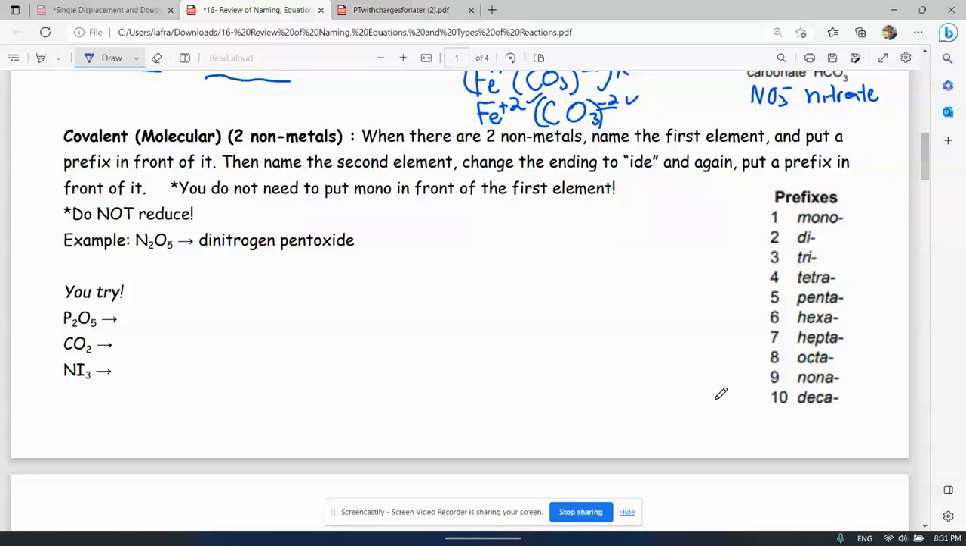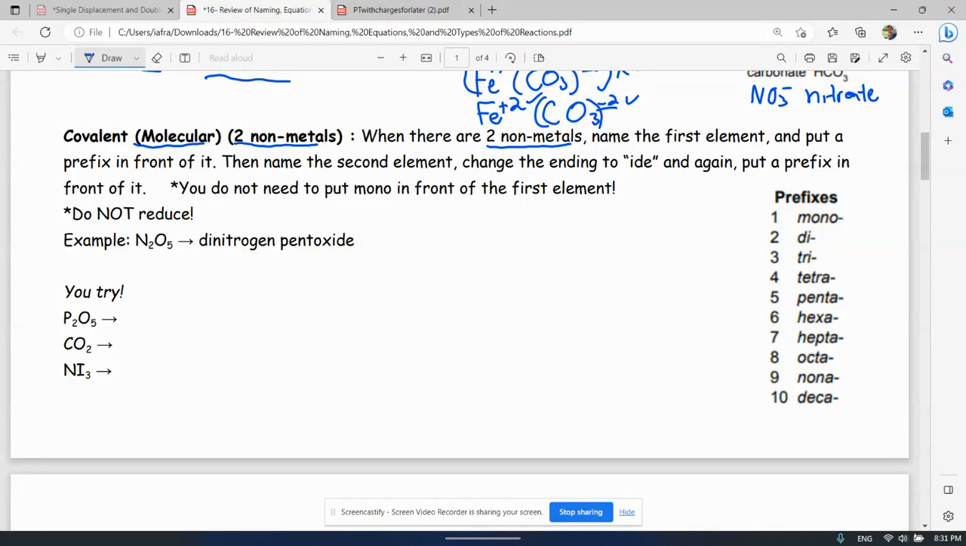In this video, we're going to see how to name covalent compounds, also called molecular compounds. These are compounds that contain two or more different nonmetals. There's no metals in them. It's only nonmetals. So the naming rule is fairly straightforward.